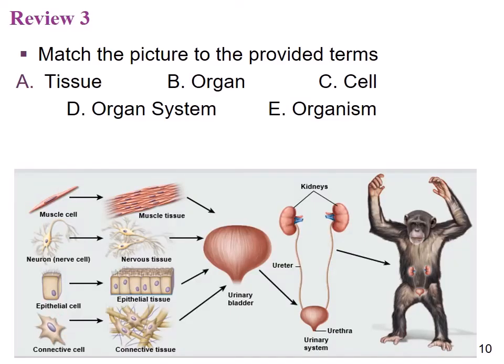And then when we have many muscle cells working together, we get muscle tissue. Or many neurons working together, we get nervous tissue, and so on and so forth there. So that's going to be the tissue level. And then when we have different tissue types working together in the bladder, that's an organ. And then here we have the bladder, the ureter, and the kidneys, and the urethra. So that makes up the urinary system, which is an organ system. And then this last one here, we have the entire chimpanzee there, which is the organism.